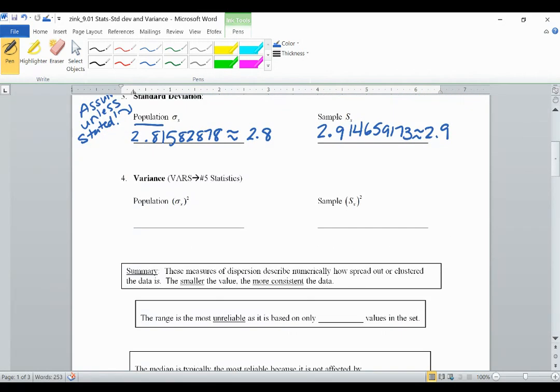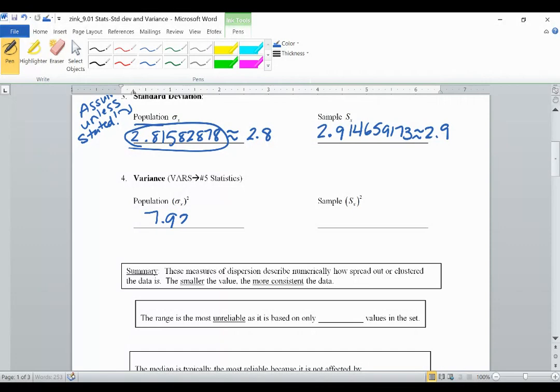And variance is another way to represent the spread of the data. It's just your standard deviation squared. So you can find this if you go to Vars on your calculator and then number 5. You can do it that way. The population is just taking this number up here and squaring it. So that'll give you that actual number, or you can just type in that number straight in and then square it.